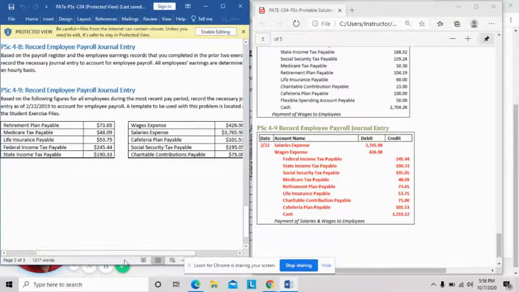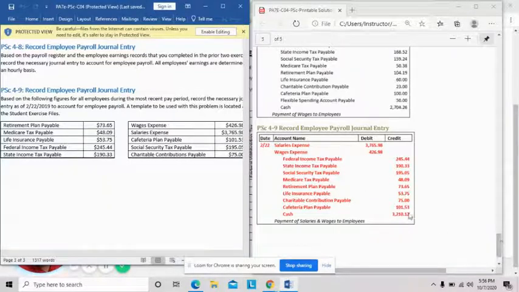We have a retirement plan payable, Medicare tax payable, Social Security tax payable, life insurance payable, federal income tax payable, state income tax payable, wages expense, salaries expense, cafeteria plan payable, and charitable contribution payable. This would be an example of the journal entry you'd have to input, a debit to salaries expense, a debit to wages expense, and then a credit to all the payable amounts. This would be a payment of salaries and wages to employees.